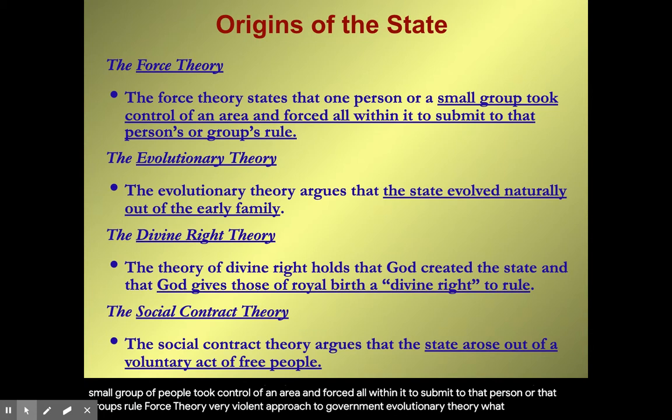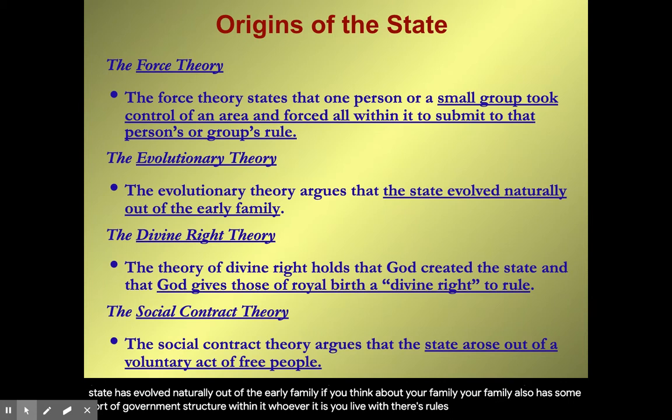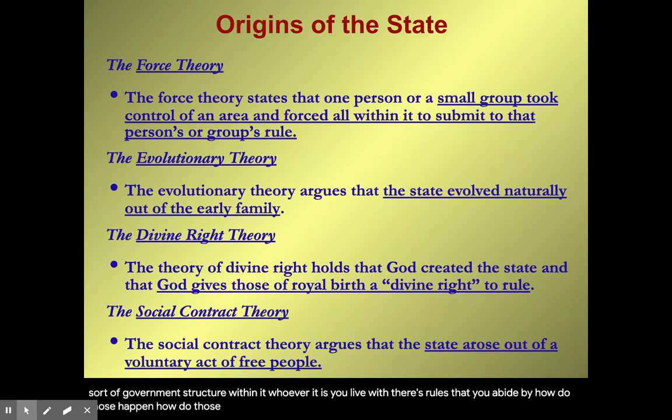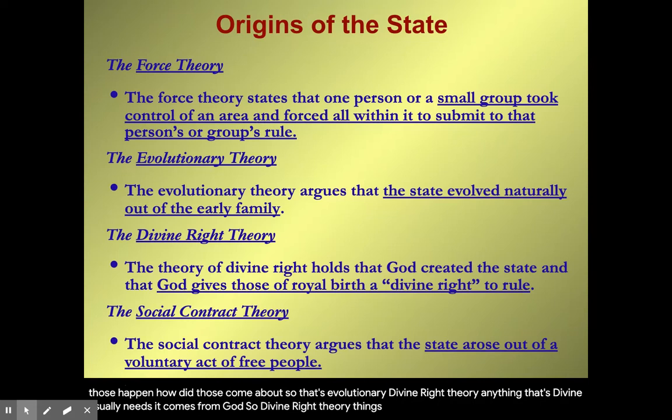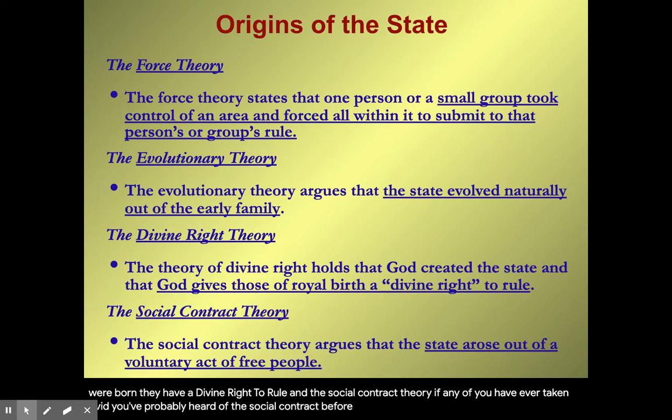Evolutionary theory would argue that the state has evolved naturally out of the early family. If you think about it, your family also has some sort of government structure within it. Whoever it is you live with, there's rules that you abide by. How do those happen? How do those come about? So that's evolutionary. Divine right theory. Anything that's divine usually means it comes from God. So divine right theory thinks that people deserve to rule because they were born with a divine right to rule. And the social contract theory. If any of you have ever taken AVID, you've probably heard of the social contract before. So that means the state rose out of a voluntary act of free people. That's a democracy.